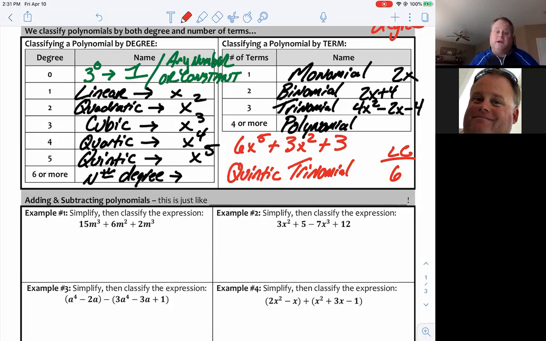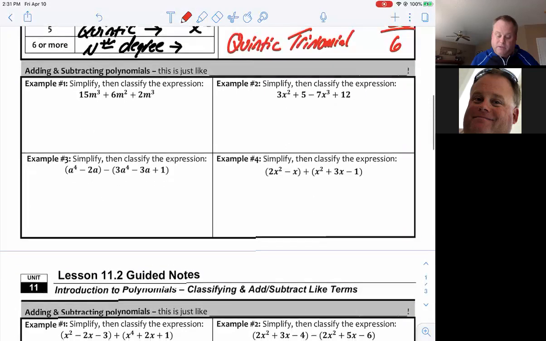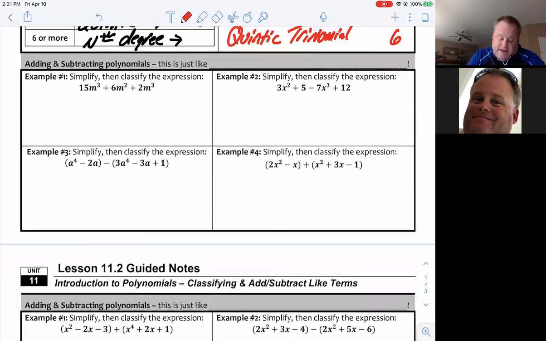All right, so let's do some examples and do some adding and subtracting of this. Example 1, simplify, then classify the expression. I have 15m to the third plus 6m squared plus 2m to the third. Well, I need to simplify this, and simplify really is referring to combining like terms. Remember, simplify, combine like terms. In this case, 15m to the third and 2m to the third are like terms.